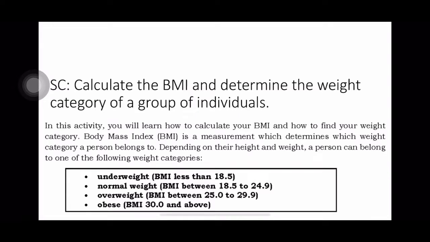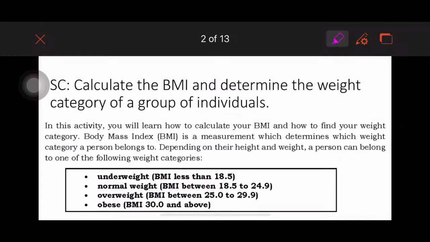Our success criteria for this lesson is to calculate the BMI and determine the weight category of a group of individuals. In this activity, you will learn how to calculate your BMI and how to find your weight category. BMI is the body mass index. It's a measurement which determines which weight category a person belongs to. The weight categories are underweight, normal weight, overweight, and obese.